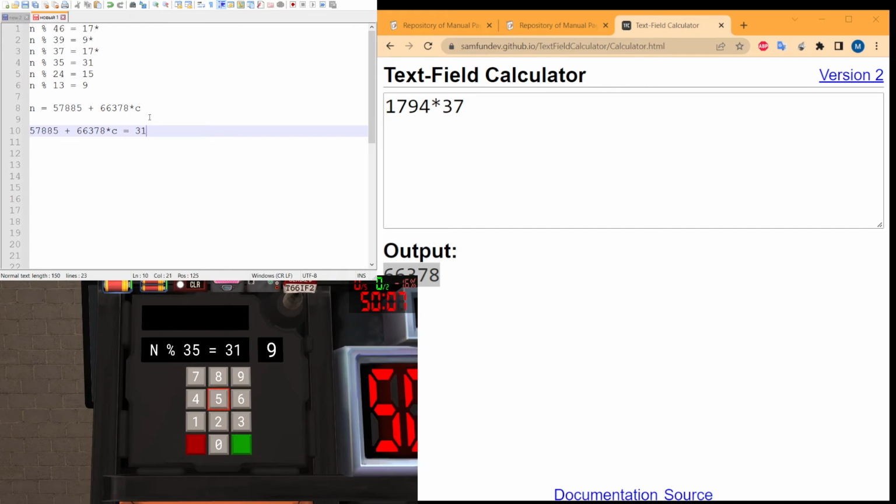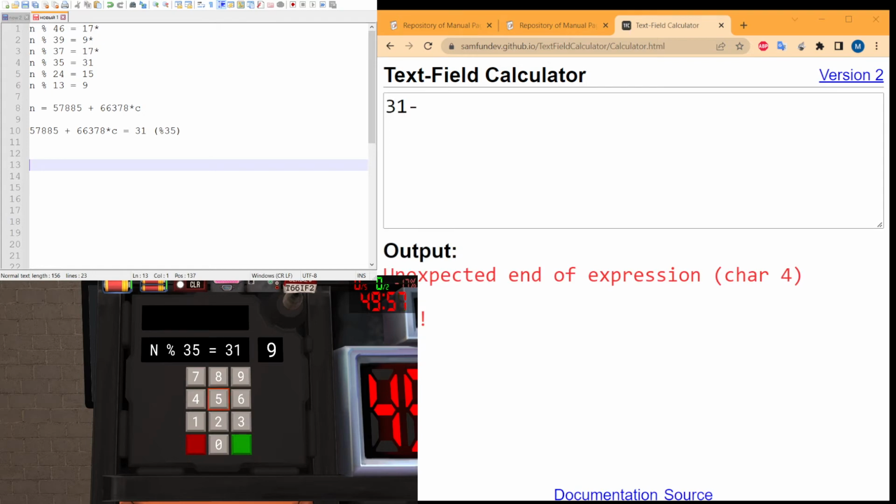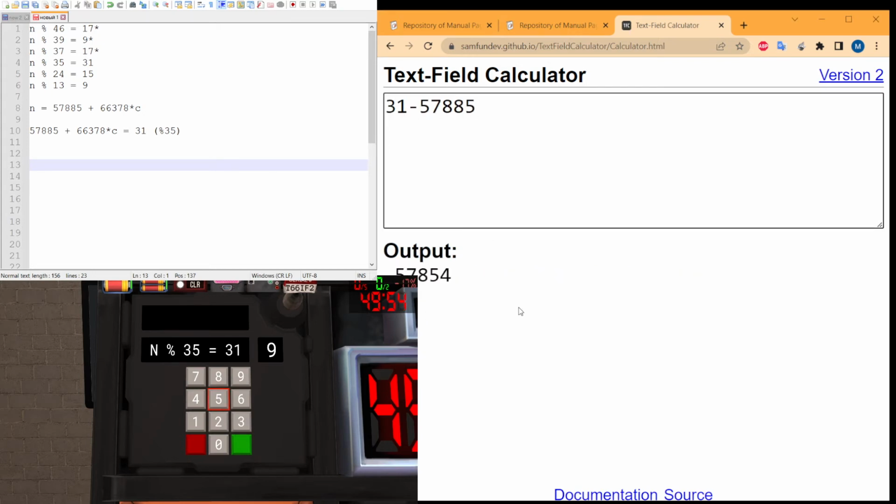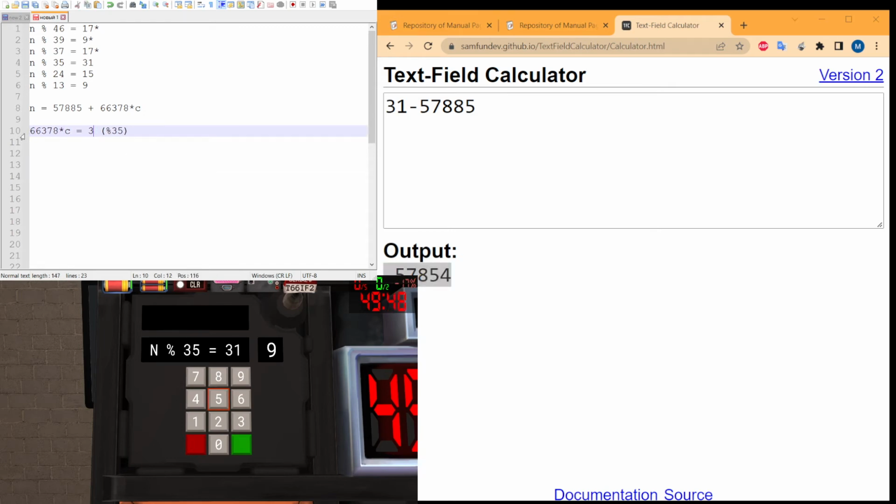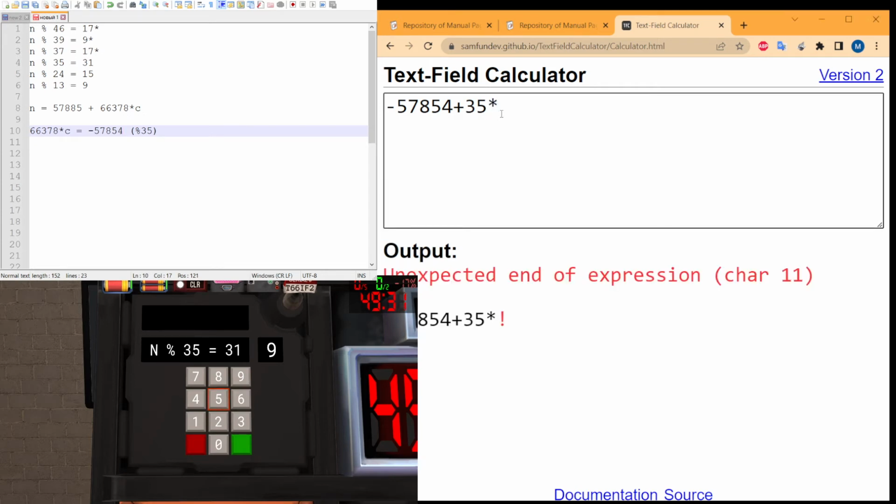n is equal to 31, modulo 35. Subtracting 5785 from both sides, and trying to make it into the range of 0 to 34.